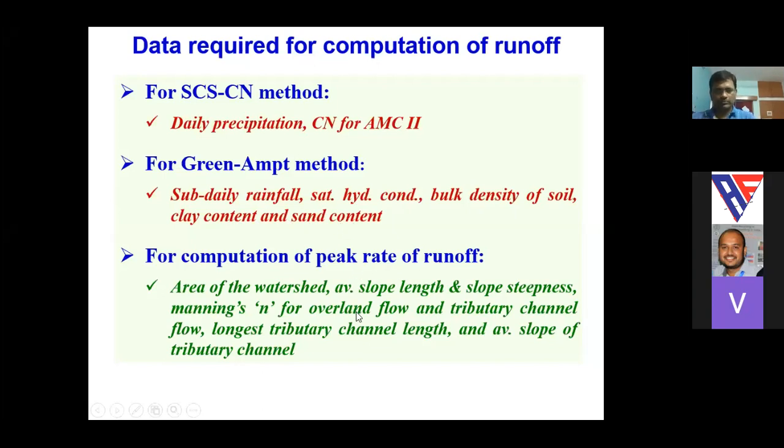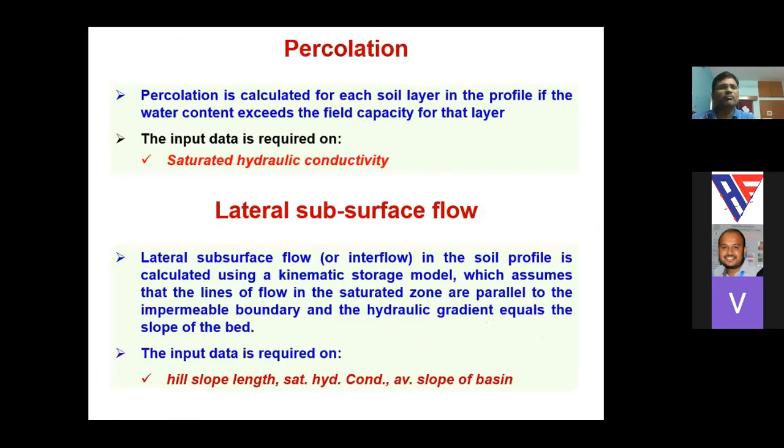For computation of the peak rate of runoff, we need the average slope of the watershed and the slope length, as well as Manning's coefficient for overland flow and tributary channel flow, the longest tributary channel length and the average slope of the tributary channel. We can get all this from the slope map.